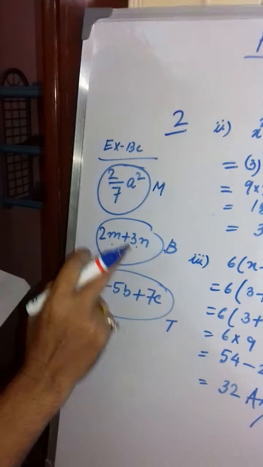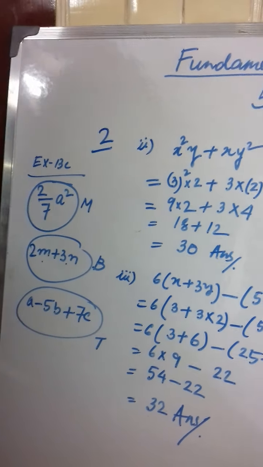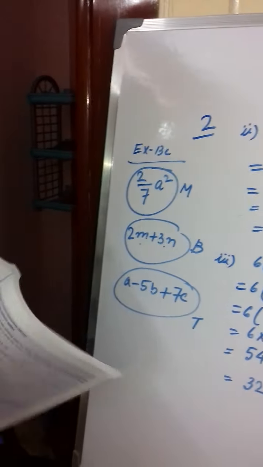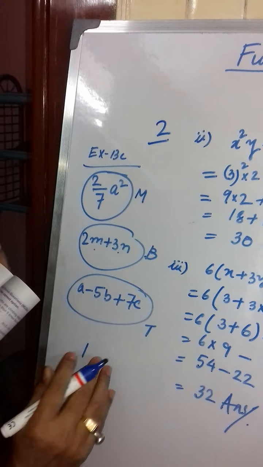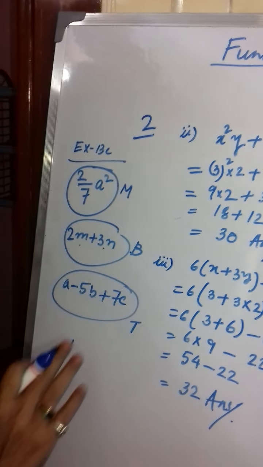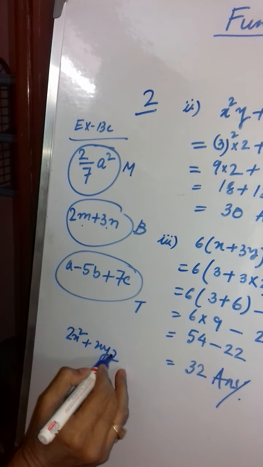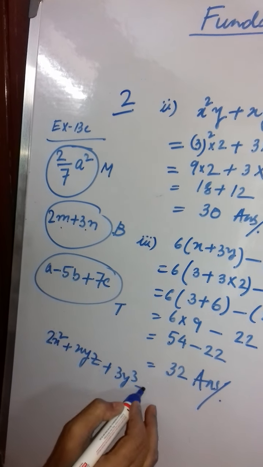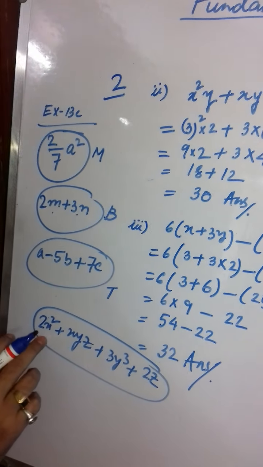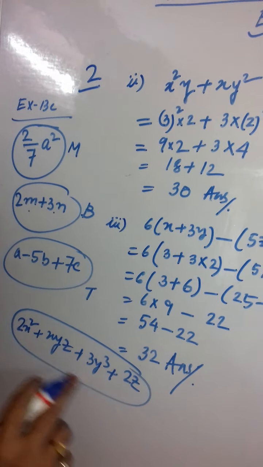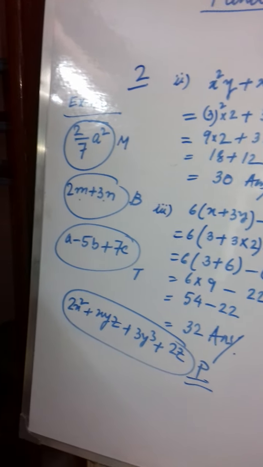But you learn that binomial and trinomial are also a kind of polynomial, but these are special kinds of polynomial. I am giving you one example, say this one, 2x square plus xyz plus 3y cube plus 2z. So you see that there are more than 3 algebraic expressions here. So you may term this a kind of polynomial.